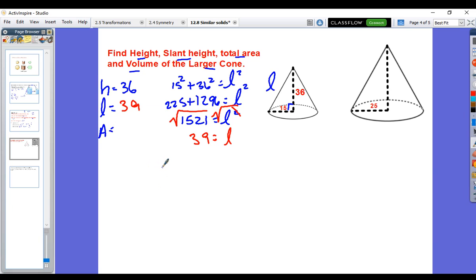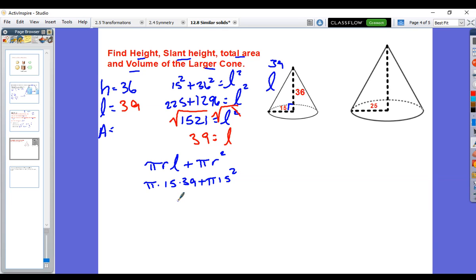So to find our total area, you remember, the area of a cone is pi rL, which is the lateral area, plus the area of the base, which is pi radius squared. So pi rL plus pi radius squared. So let's just put the numbers in there. We said this was 39, so we'll do pi times the radius 15 times the slant height of 39 plus pi times the radius squared, 15 squared. Let's see what that gives us.